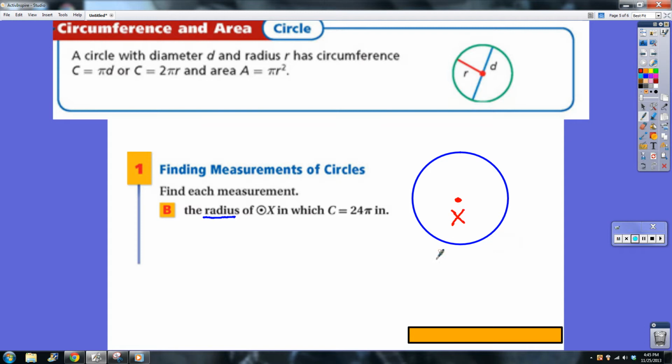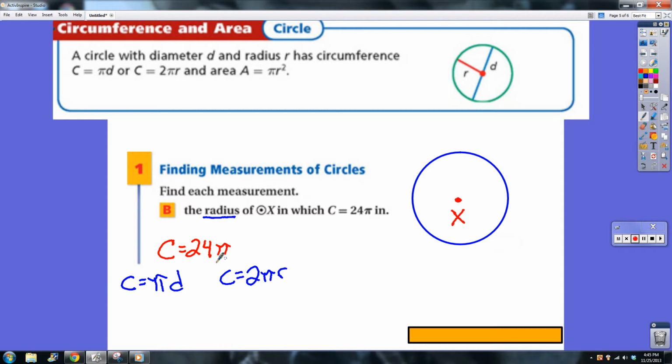And we're trying to find the radius of circle X. What information are we given? We're given the circumference is equal to 24 times pi. 24 multiplied by pi. Let's write out our two circumference formulas. One formula is circumference equals pi times the diameter. The other one is circumference equals 2 pi r. Which one of these, pi times diameter or 2 pi r, closely resembles 24 times pi?